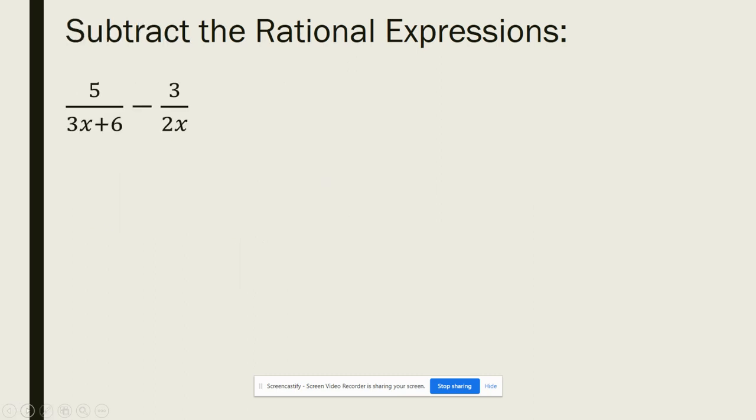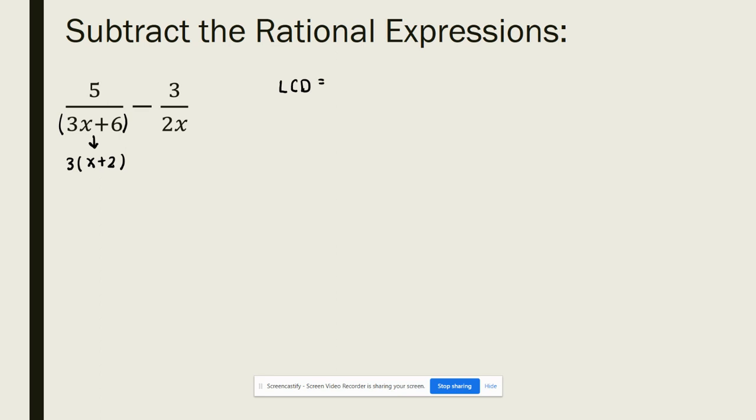If we take a look at a subtraction problem, once again, we have to have a least common denominator. Notice that my first denominator is 3x plus 6. This is technically factorable. It really is the same thing as if I take out that GCF, 3 goes on the outside, and I have an x plus 2 still left over. My other denominator is a monomial.